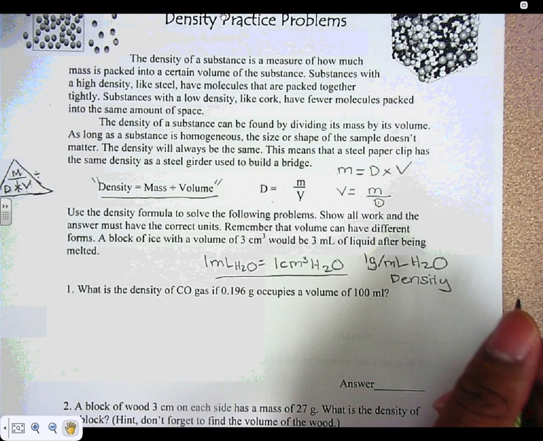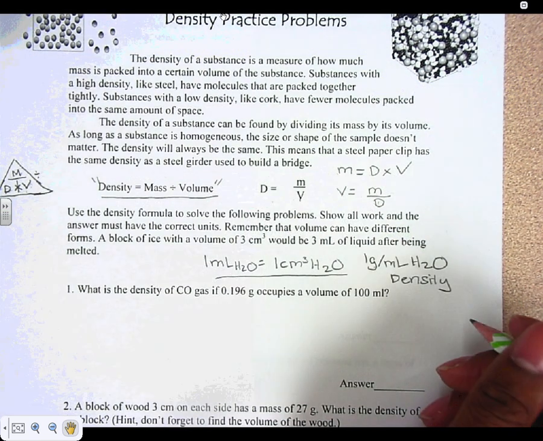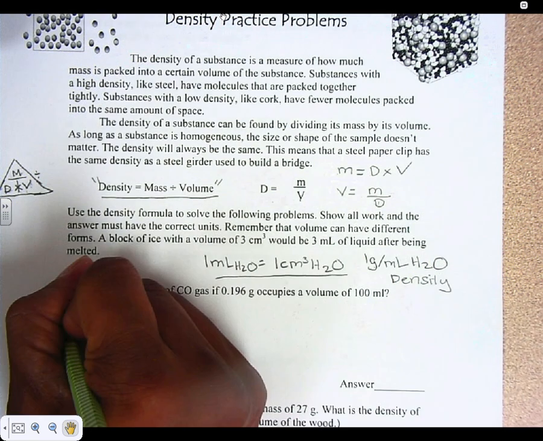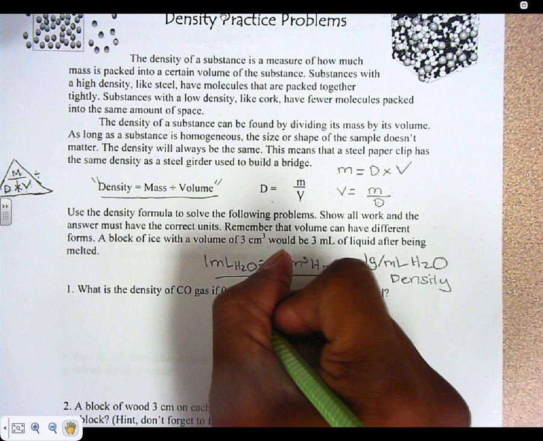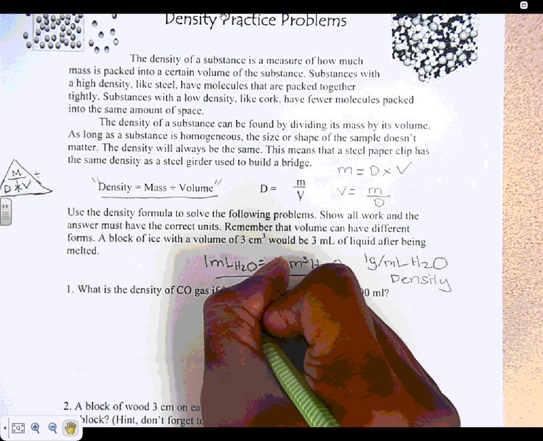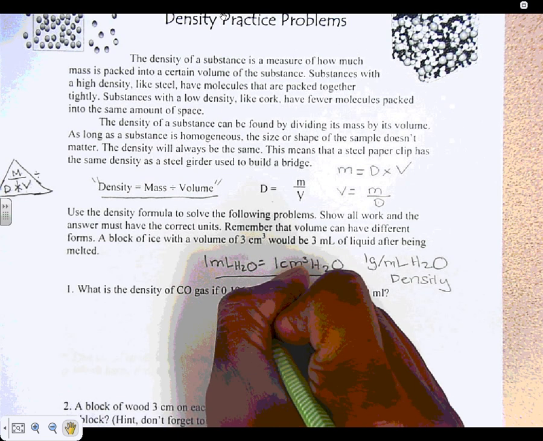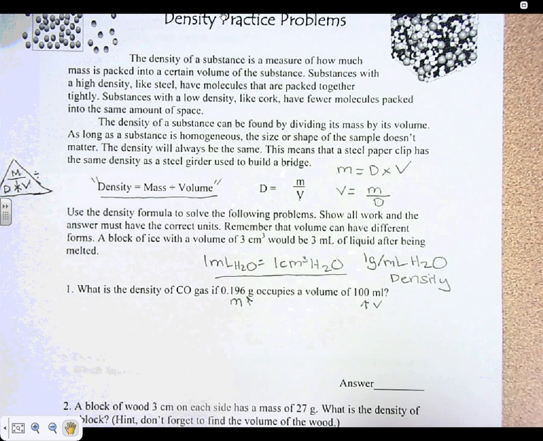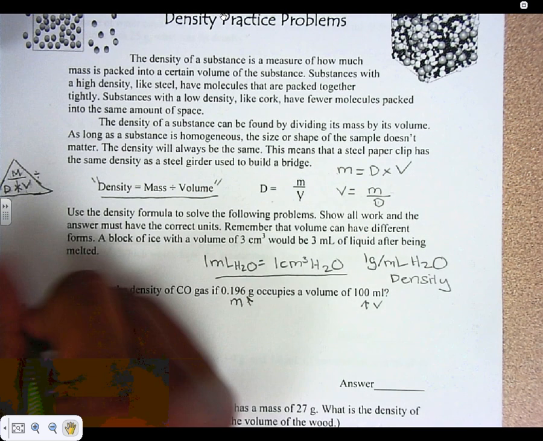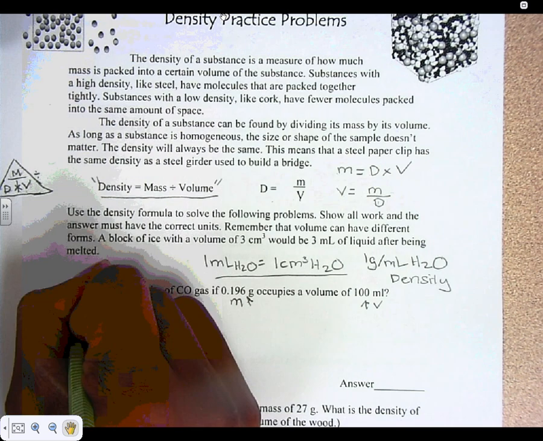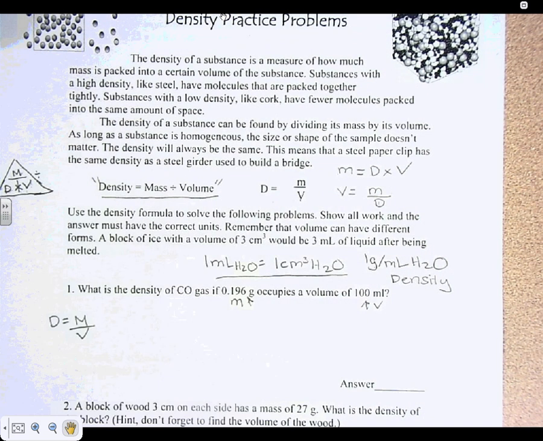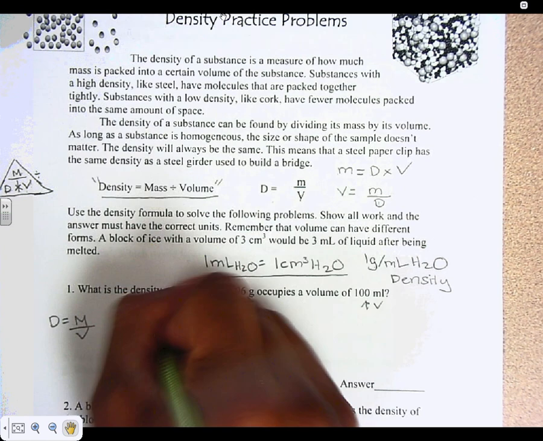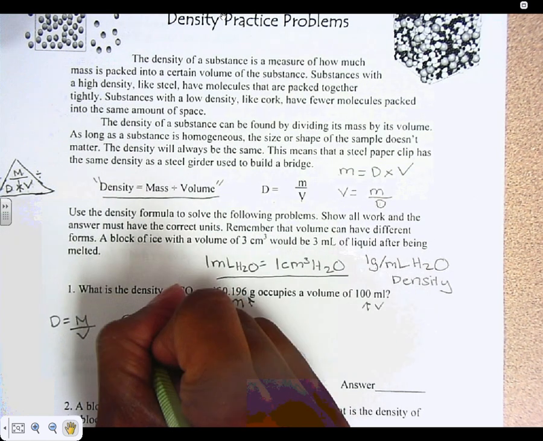What's the density of carbon monoxide gas if 0.196 gram occupies a volume of 100 milliliters? Simply stated, this is our mass here, in grams. This is our volume here. And so we're going to solve by using the blanket arrangement. So 0.196 grams over 100 milliliters.